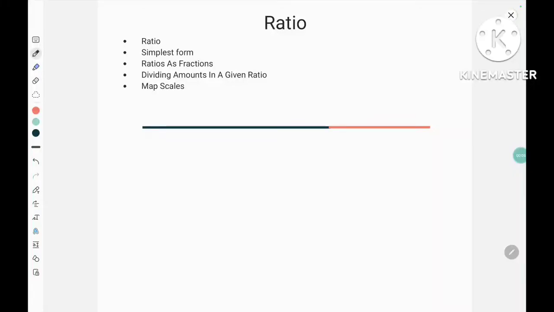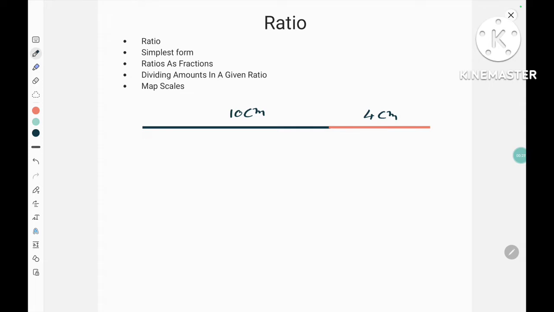What is the ratio? When we compare the size of two or more things, that is called the ratio. Let's compare the length of these two lines, the black line and the red line. The length of the black line is 10 centimeters and the length of this red line is 4 centimeters.